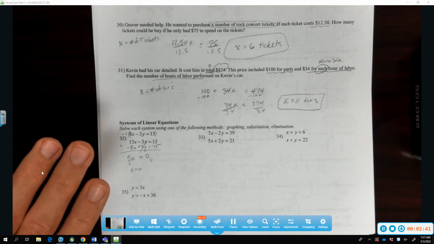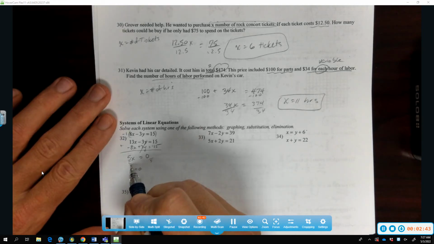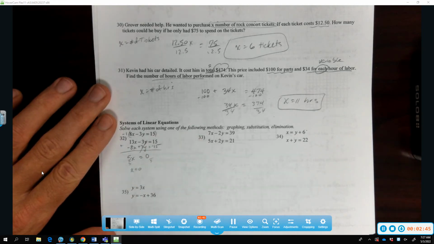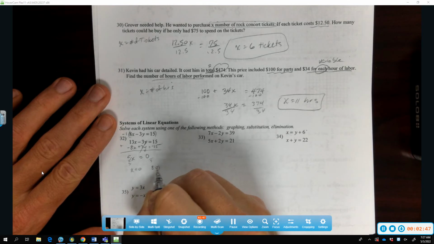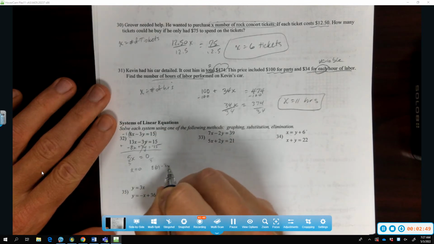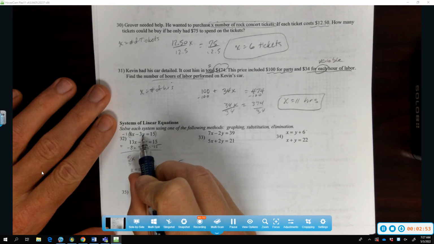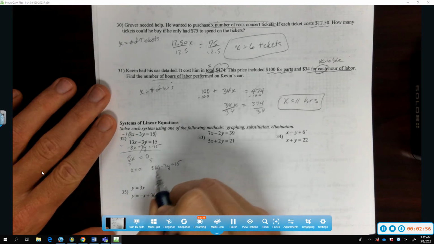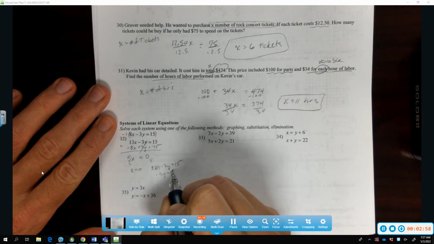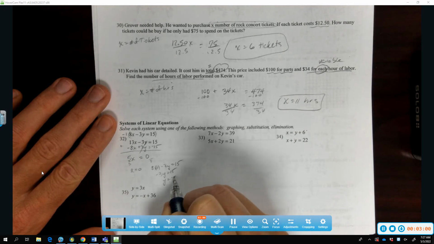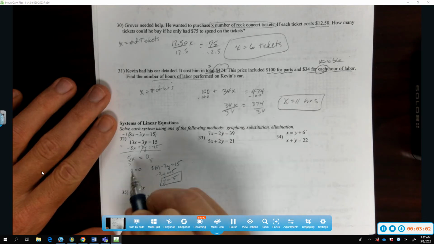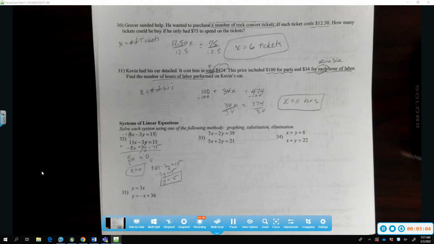Now we're not quite done because we need to find y, right? So we're going to take this x value and plug it into either one of these. So I've got 8 times 0 minus 3 times y is equal to 15. All I do is plug in the 0 for x to find y. 8 times 0 is 0, so negative 3y is equal to 15. So then we get y is equal to -5. So we know that x is 0 and y is -5.